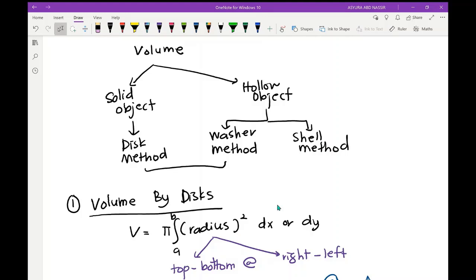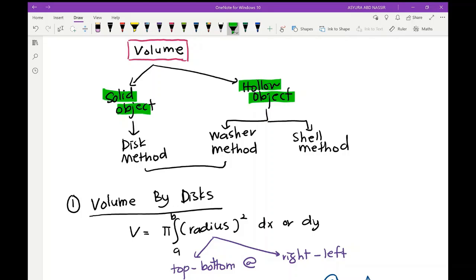So that is the volume. In the topic of volume, we have several cases. The first one is the volume of a solid object. We also have the case of the volume of a hollow object. A hollow object means you have a solid object with a hole.